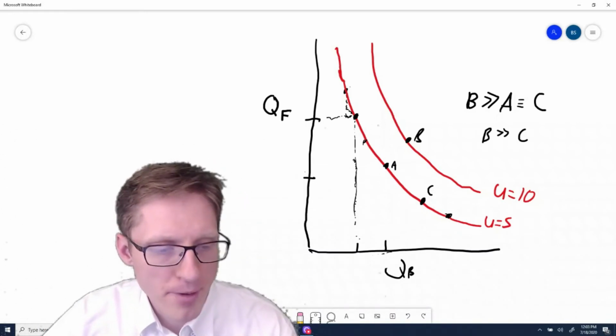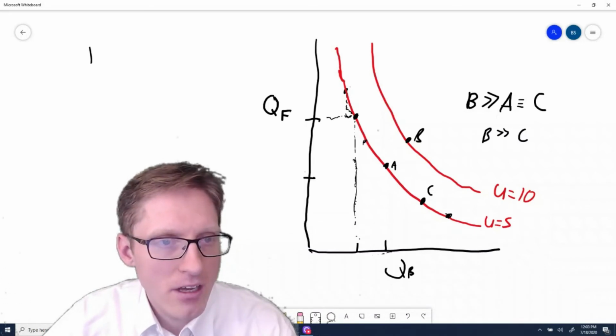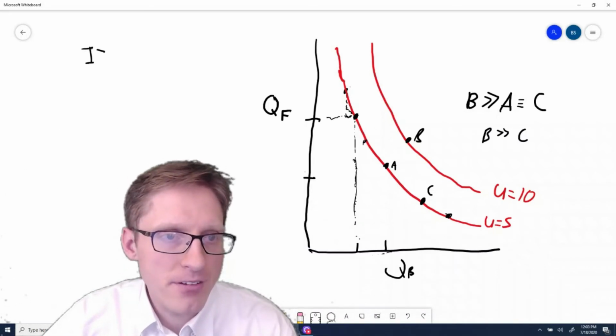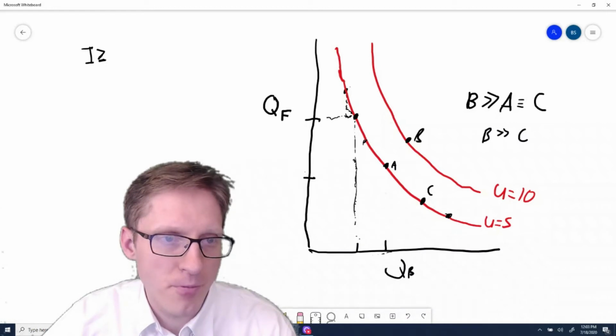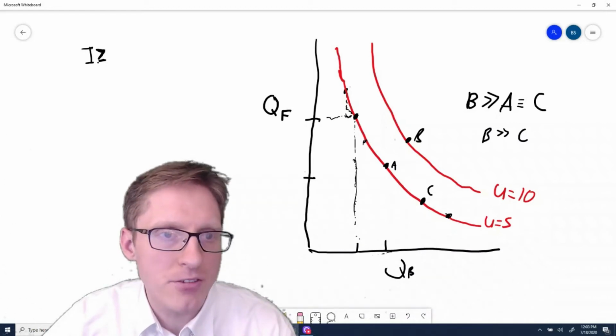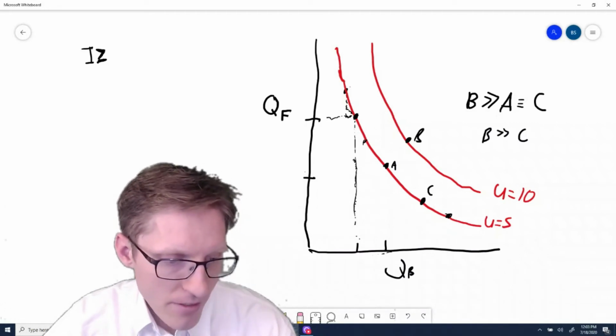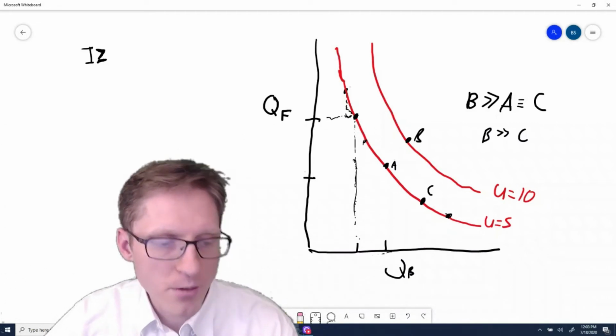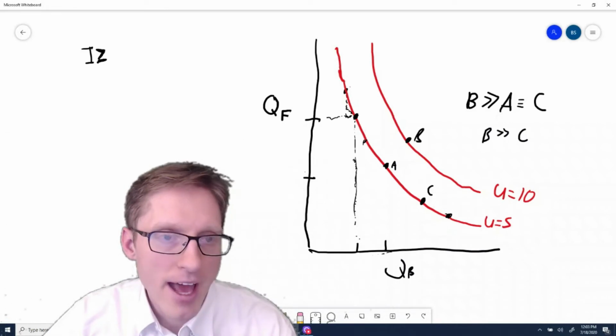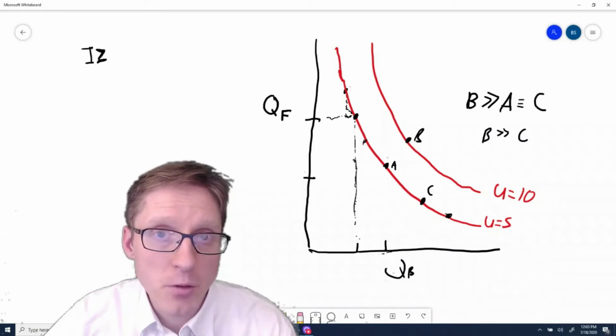So let me start by writing down. Now, before we require the consumer to spend their entire income, the more general assumption is that their income has to be greater than or equal to their expenditure.